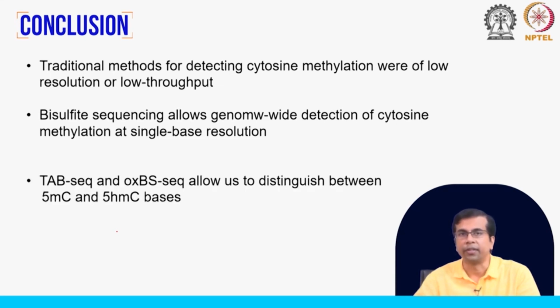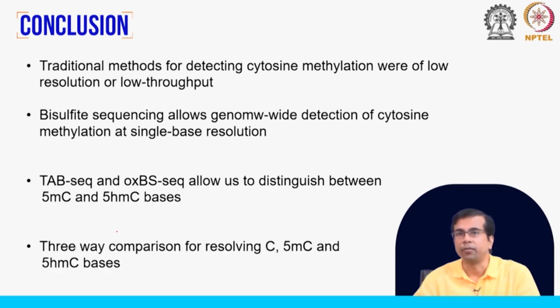We also talked about TAB-seq and OxBS-seq. These allow us to distinguish between 5-MC and 5-HMC bases, as we have just seen. And finally, we need to do a three-way comparison for resolving C, 5-MC and 5-HMC bases.